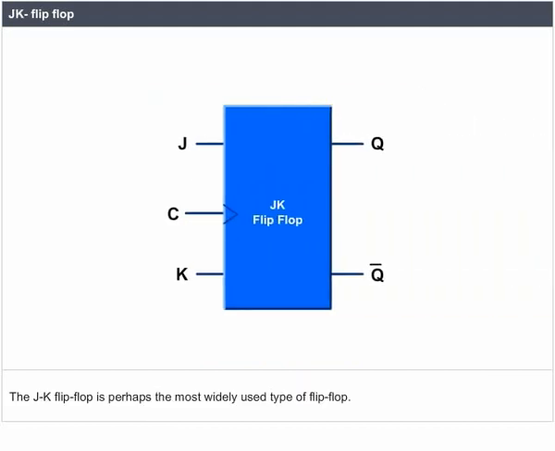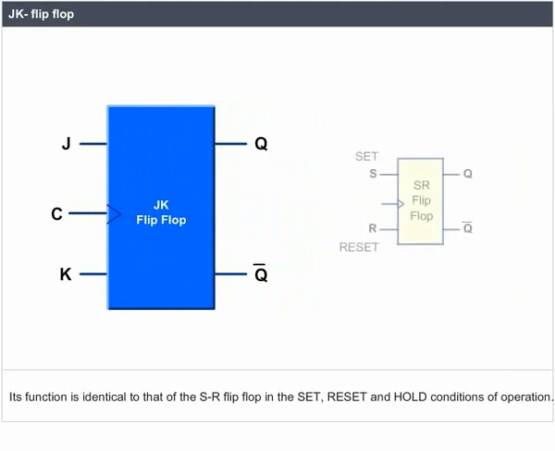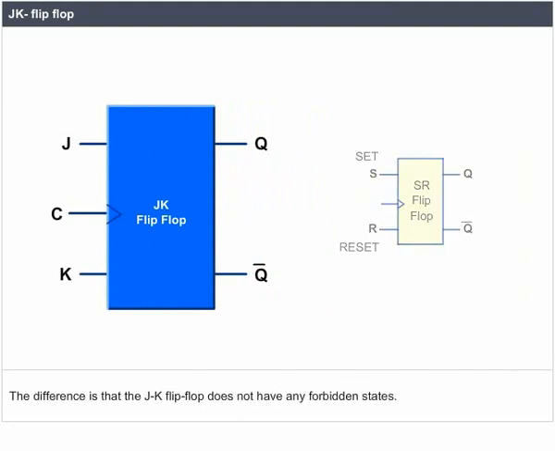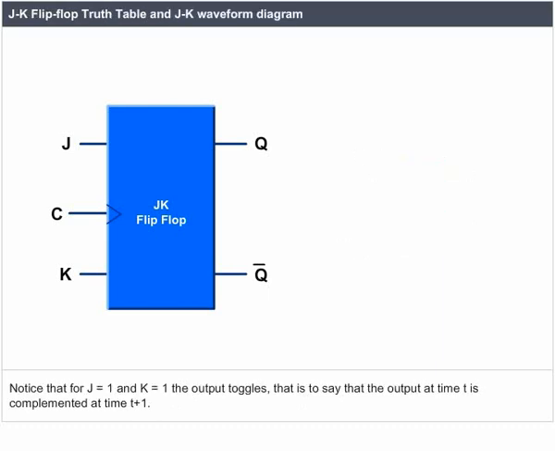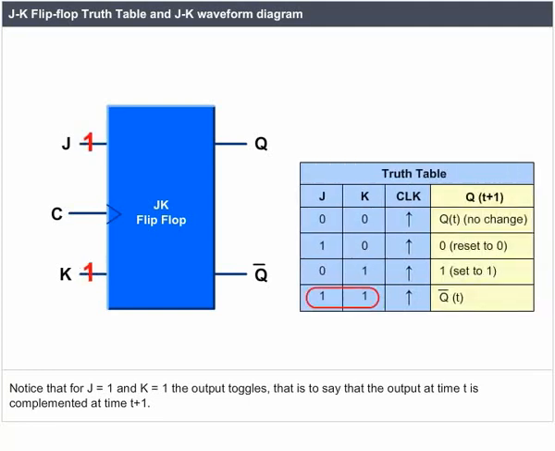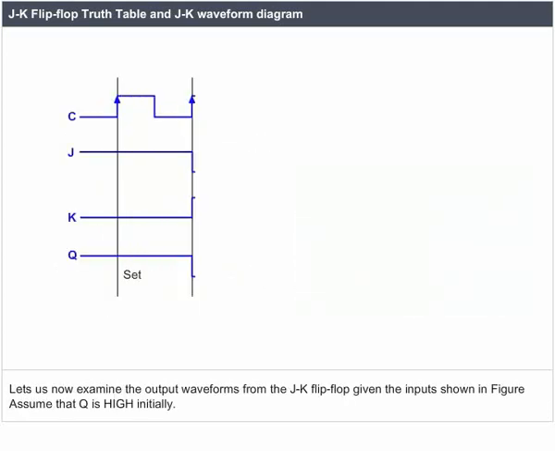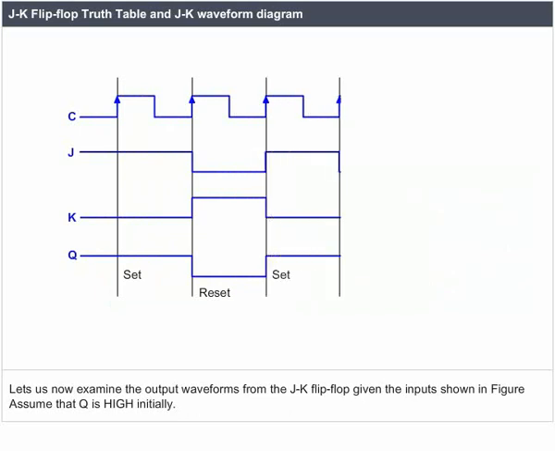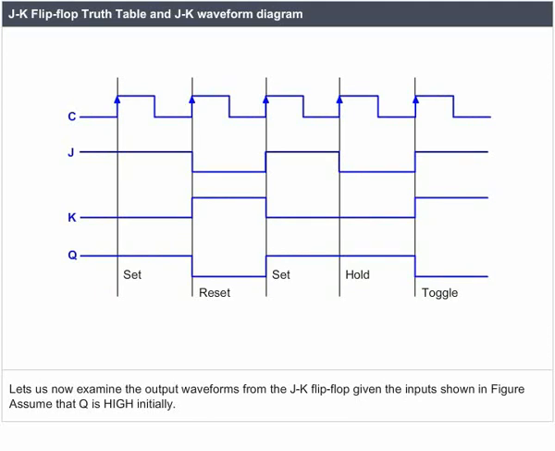JK flip-flop. The JK flip-flop is perhaps the most widely used type of flip-flop. Its function is identical to that of the SR flip-flop in the set, reset and hold conditions of operation. The difference is that the JK flip-flop does not have any forbidden states. JK flip-flop truth table and JK waveform diagram. Notice that for J equals 1 and K equals 1, the output toggles. That is to say, the output at time t is complemented at time t plus 1. Let us now examine the output waveforms from the JK flip-flop given the input shown in the figure. Assume that Q is high initially.